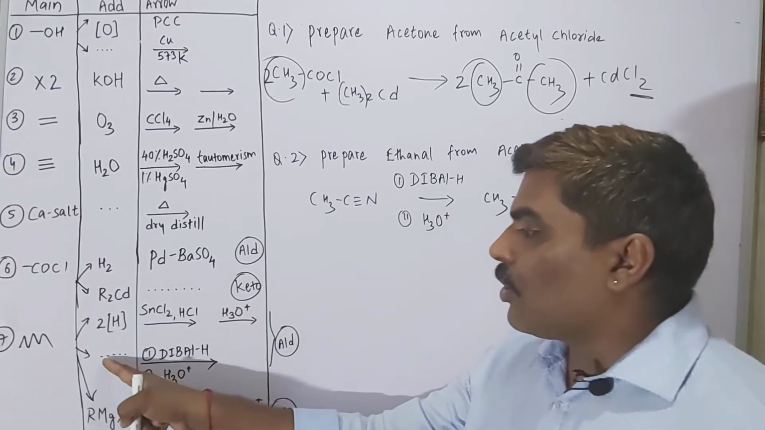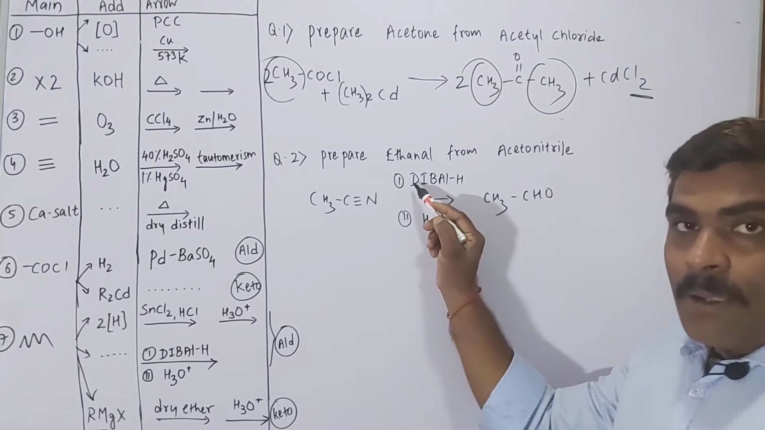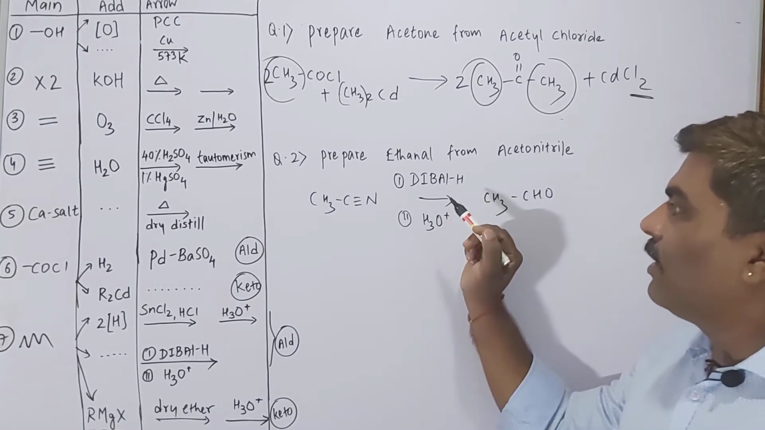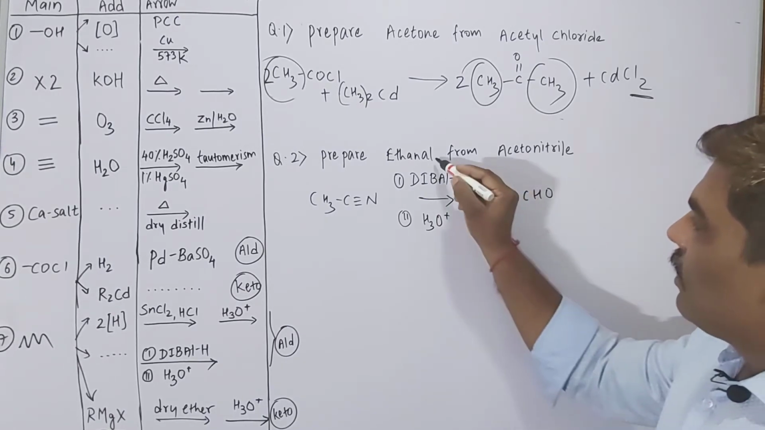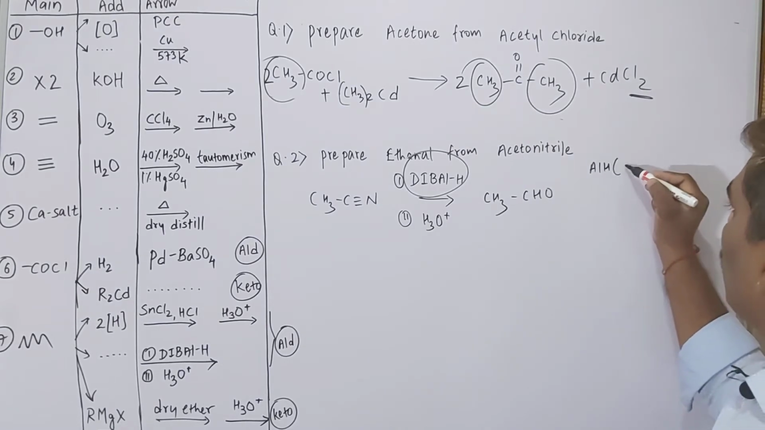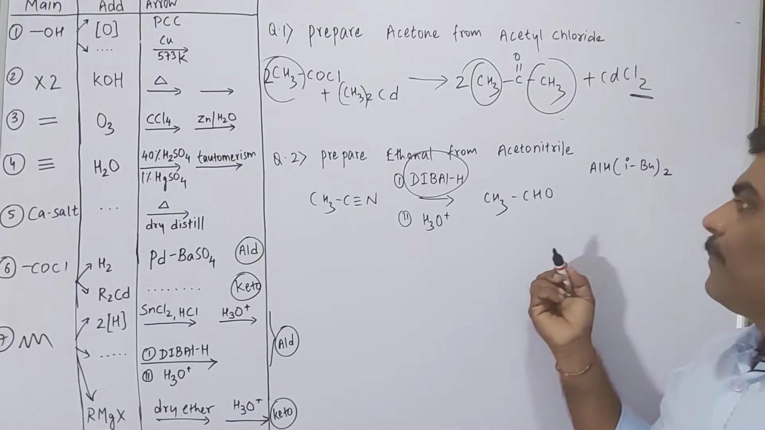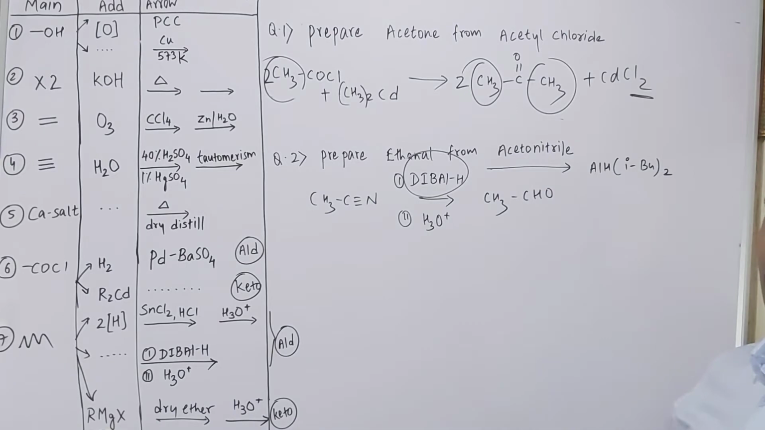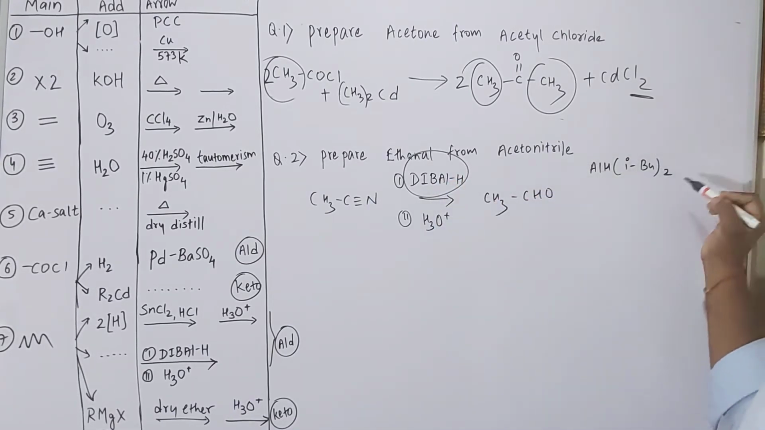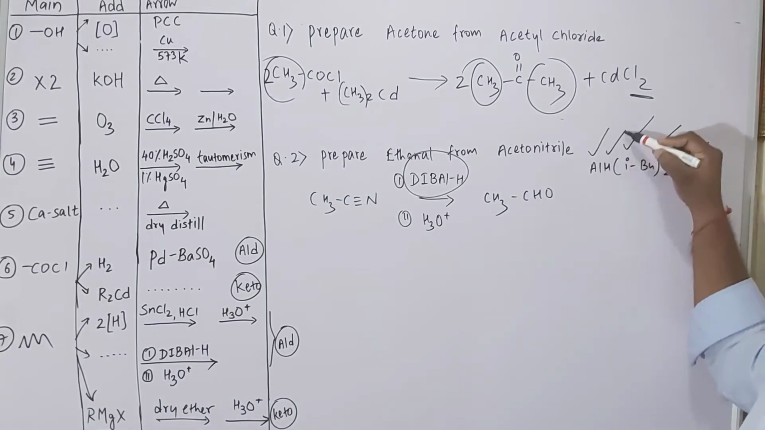If you see, dot dot, nothing is given here, directly an arrow. And what is the full form of this? Di-isobutyl aluminium hydride. And this also we can write in this place, we can write AlH and i-Bu twice. Same thing. In this place we can write it like this. Same thing here. Di-isobutyl aluminium hydride.